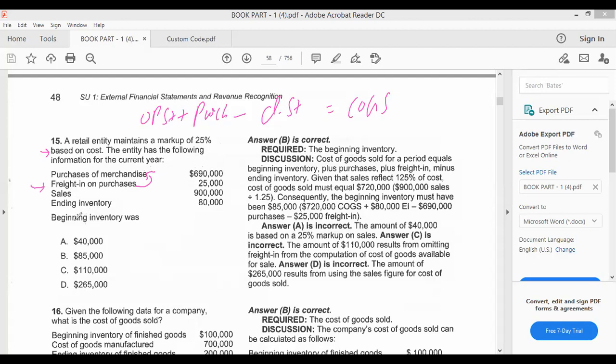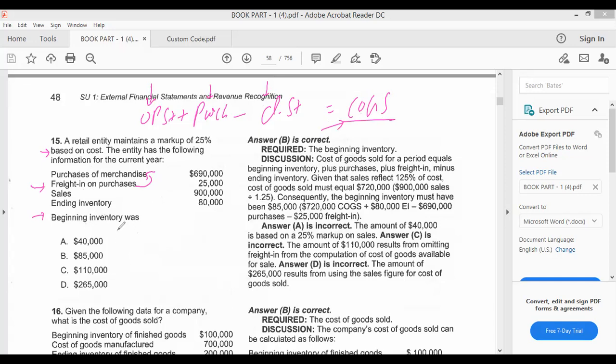Sales we have, ending inventory we have, and we have to find out the beginning inventory. So definitely, students, we are going to use this equation. In this equation, we have to find the opening stock. Purchases we already have, ending inventory we also have, but we don't have the cost of sales. If we find the cost of sales from the given information, we will put it here, and like that we can easily calculate the opening stock value.